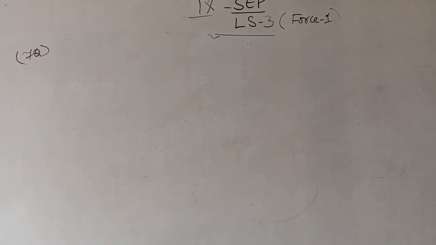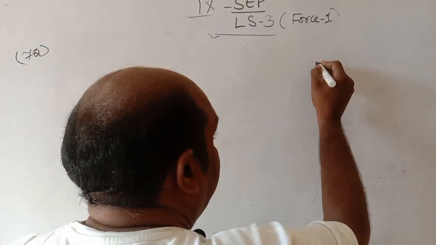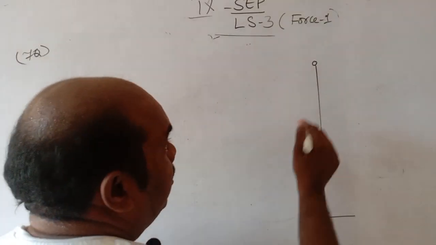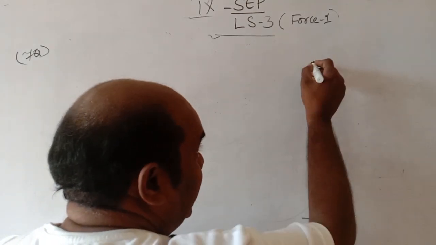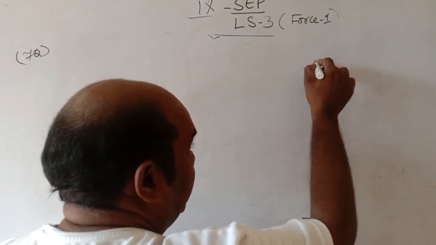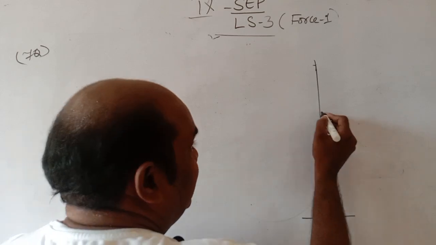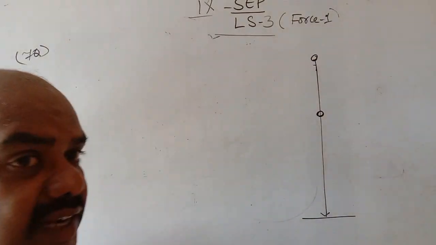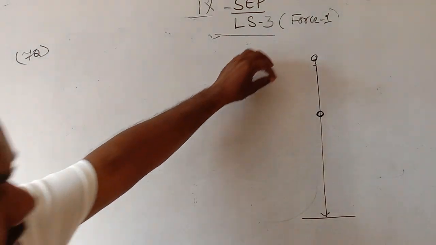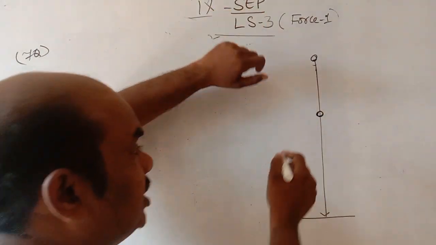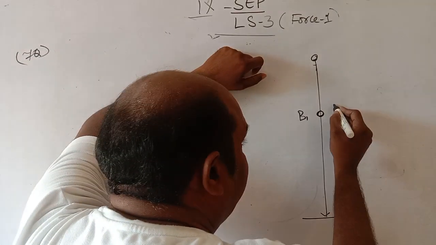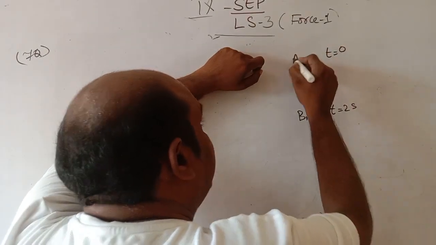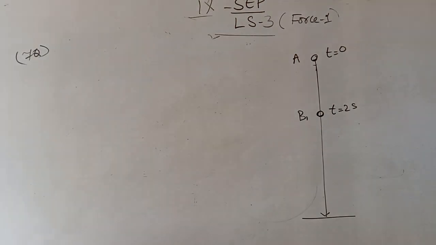Next question, see children. One ball is dropped from a certain height. Height is not given. After 2 seconds of the first ball being dropped, the second ball is dropped. Let us consider the first ball traveled 2 seconds, and the second ball is not at all released, it is just released at that time. Ball 1 traveled 2 seconds. Here the time is 0. The second ball has not traveled, it is just released.